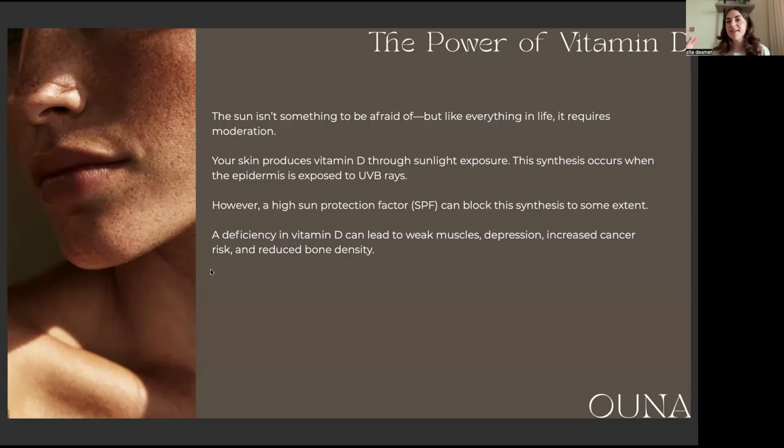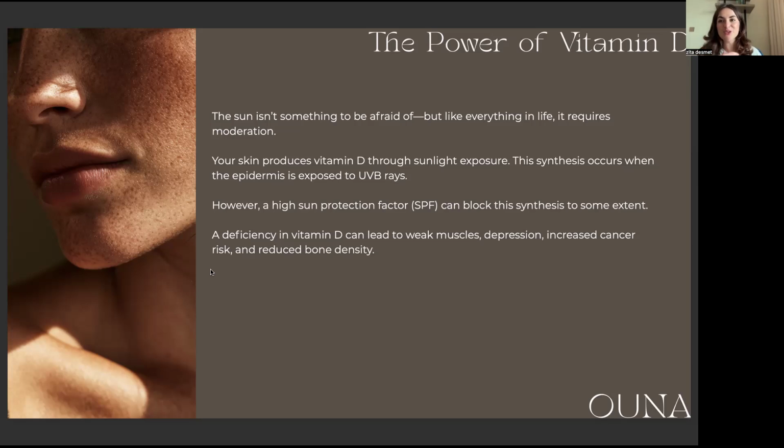Like I said, we were talking now about that the sun can be harmful and not always the best thing when it comes to skin longevity over time. However, the sun has a lot of beneficial things to it as well, as we absorb vitamin D through sunlight. So the sun is not something to be afraid of, but like everything in life, it requires moderation.